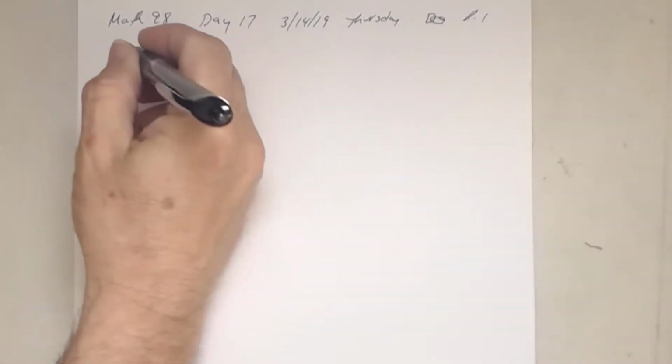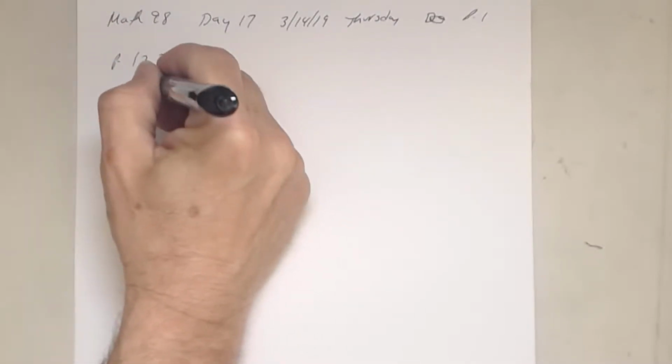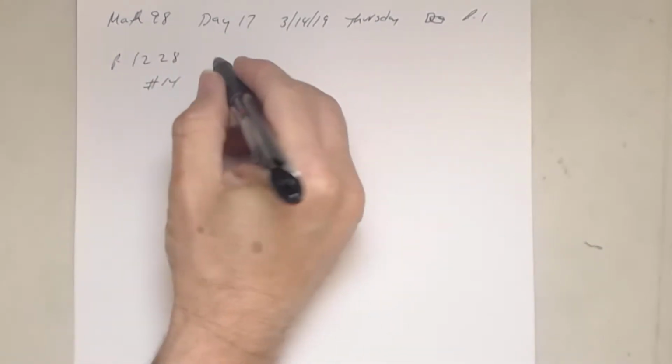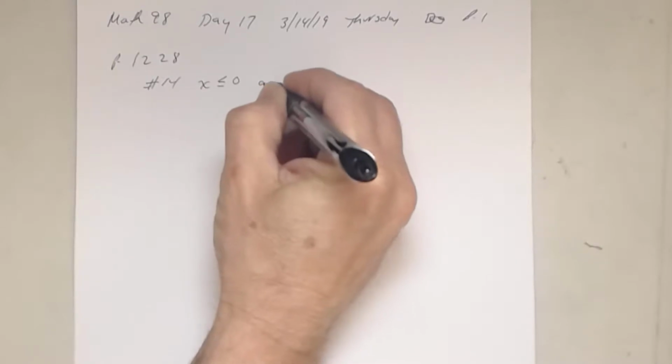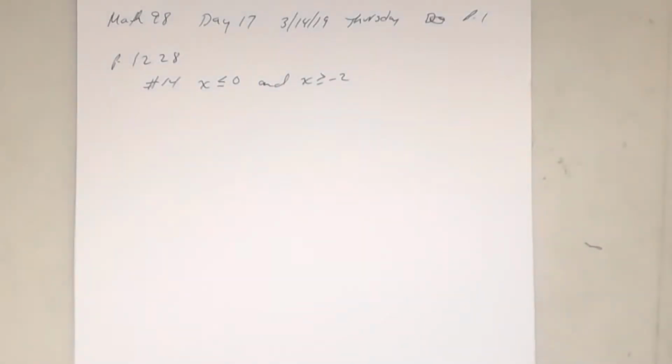All right, just kind of review. Let's look at number 14. So this is 14 on page 1228. All right, so you have x is less than or equal to 4 and x is greater than or equal to negative 2. Is this not 4?